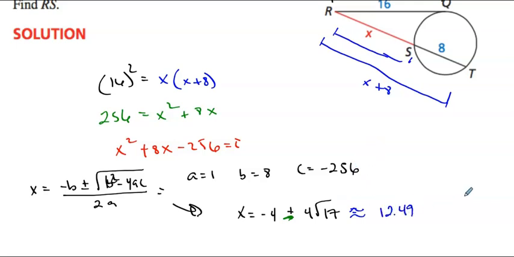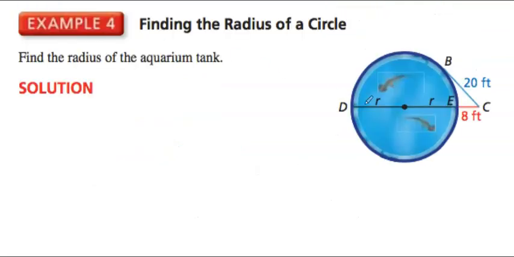And that'll be it. All right, I mean, there's other ways to factor. You guys could do completing the square, quadratic formula, or whatever works. All right, and I think there's one more. Let's see what we got. Example 4, find the radius of the circle.